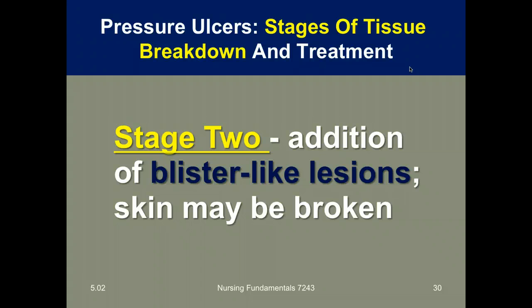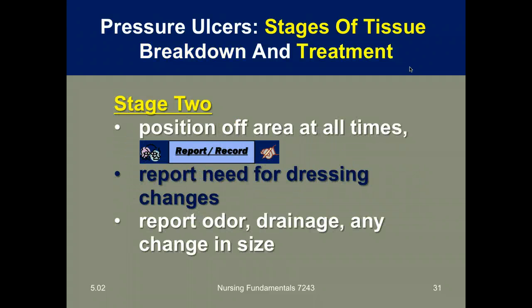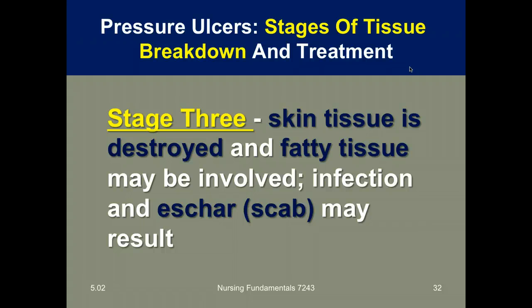Stage 2. With stage 2, you have stage 1 plus the addition of blister-like lesions, and the skin may be broken. We need to position the resident off the area at all times. Report a need for dressing changes. Report any odor, drainage, or change in color or size.